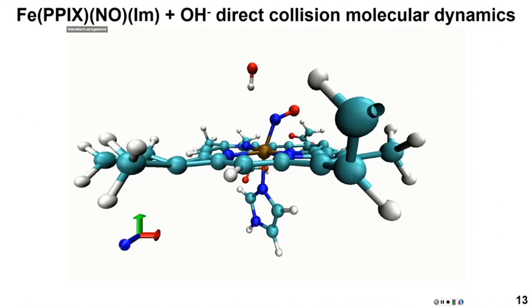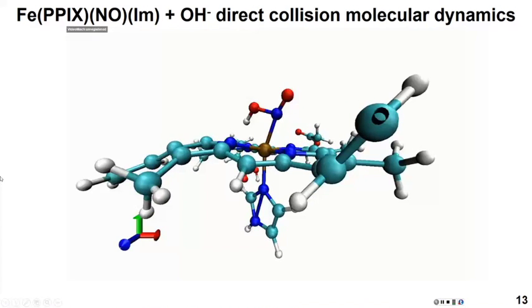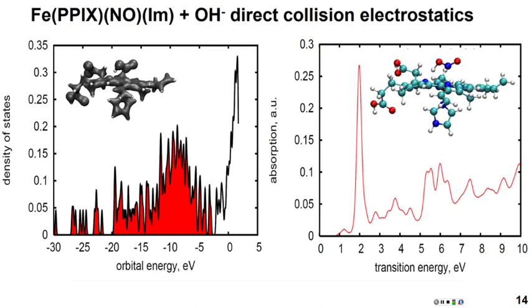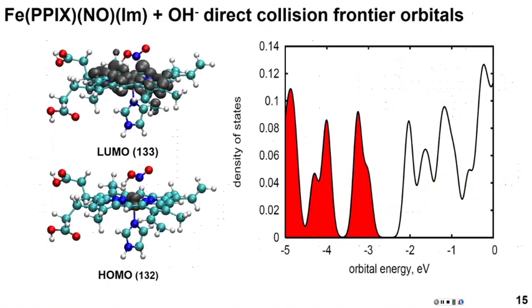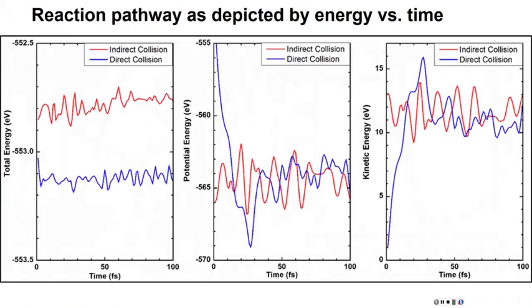Now, when we look at a molecular dynamic simulation where the hydroxide collides directly with the nitrosyl, we've noticed that we've not only connected, we've formed a bond, and it's dissociated from the iron. So we formed our nitrous acid. What does that look like electronically? Our HOMO has some charge density on the iron center, which is slightly different from what we've seen before, and charge density is now back on the porphyrin ring for our LUMO. More interestingly, if you recall, with our Soret transitions the LUMOs were partially localized on ligands. It's not anymore. It's back on the porphyrin ring.